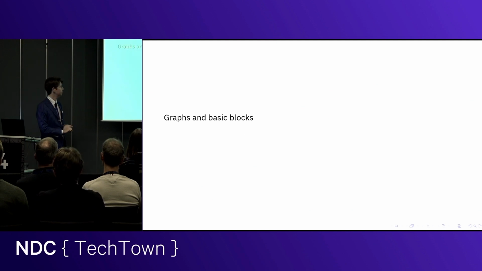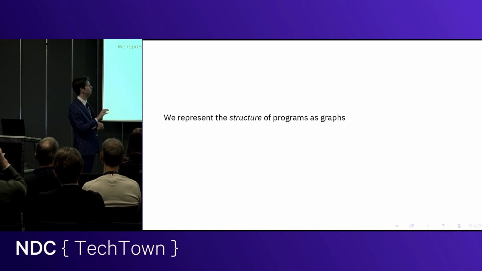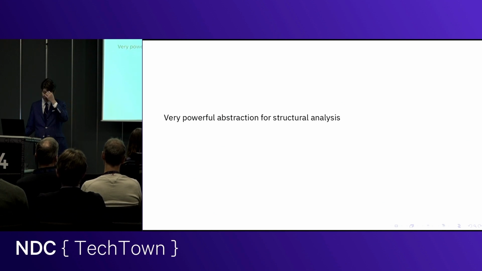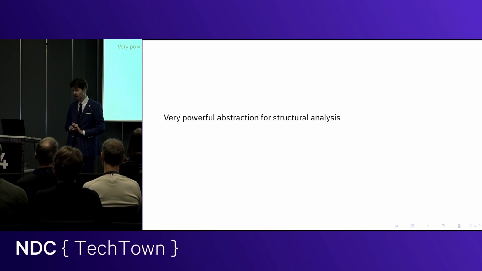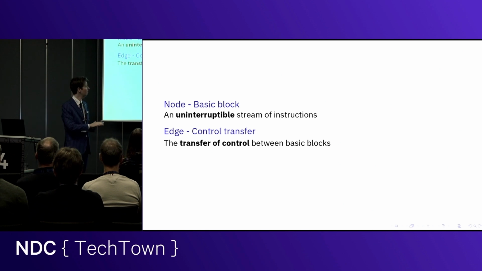Let's talk about graphs. We represent the structure of a program as a graph. I'm stating that as a fact. That's what compilers do, but all kinds of tooling do this, and it's really how we think about it most of the time. And the graph is actually a very powerful abstraction for structural analysis. Very, very powerful. In this graph, we have our nodes.